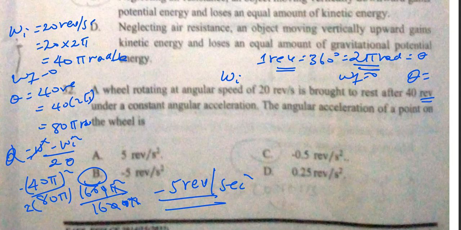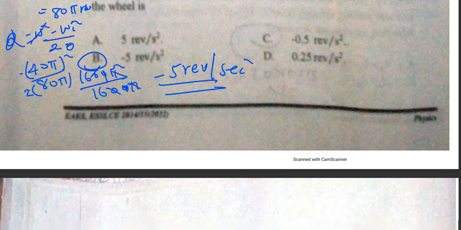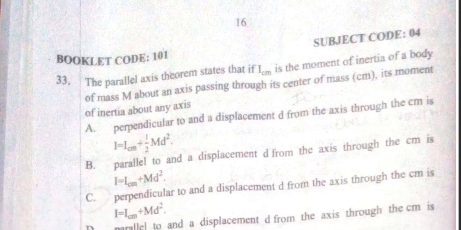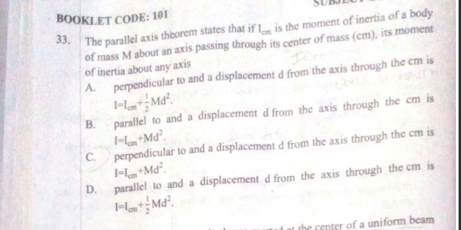Question 33. የፓራሌል አክሰስ ቲረም ምንድነው ኢኩዌሽኑ በቀጥታ ከሱ ጋር የሚሄድ ነው ስለዚህ ጊዜ አንፈጅም። ይሄ the perpendicular to a displacement d from the axis through the center of mass is given by this formula.